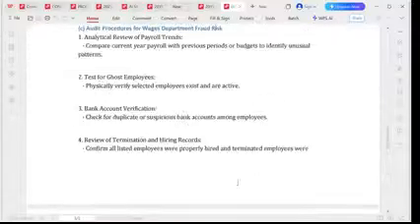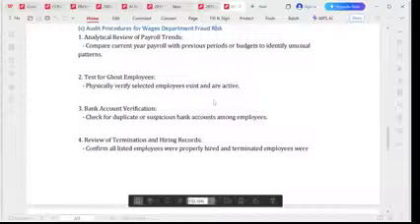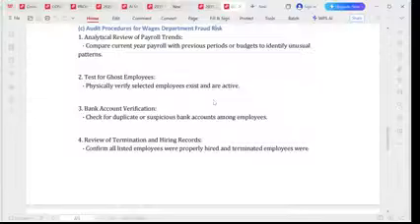Yeah, we can read this. So, test for ghost employees. When you are testing for these ghost employees, in most cases you'll use observation. Depending on the size of the organization, you could close the company and call upon everybody to come for a headcount.